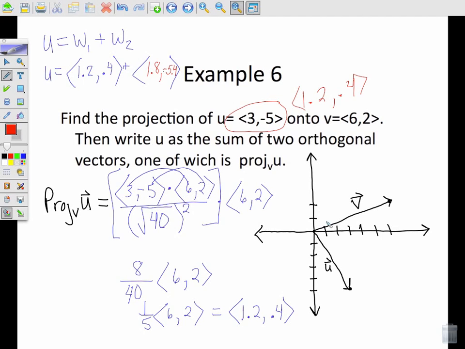This is how you find the projection vector. Now the only thing that I didn't do is show you where that projection vector would be. If you draw in the perpendicular from U to V, it'd be right there. So the actual projection vector that we found is this little segment from the vertex right there.